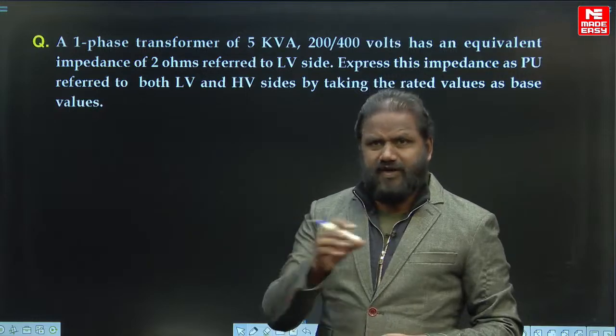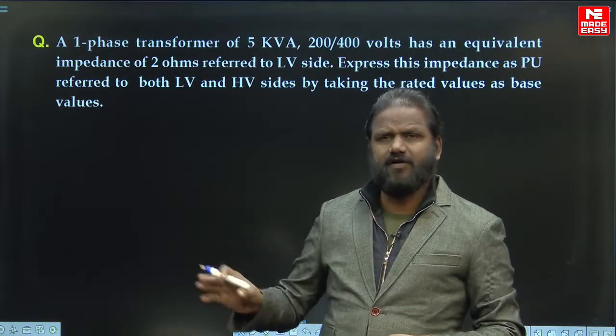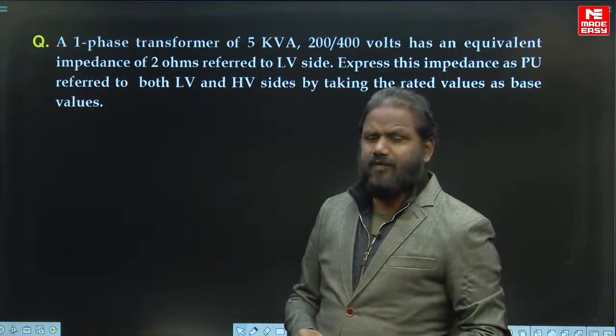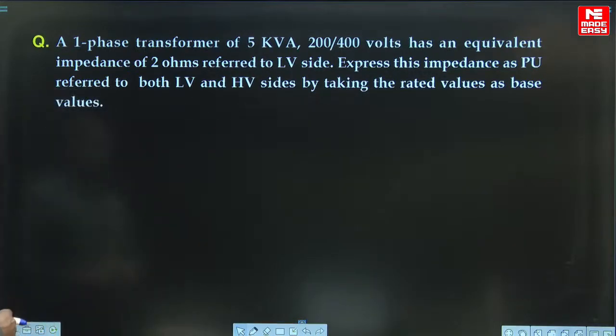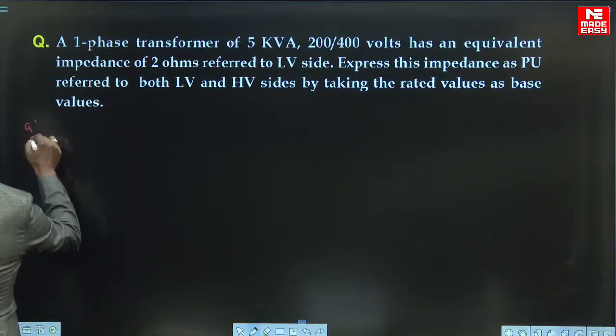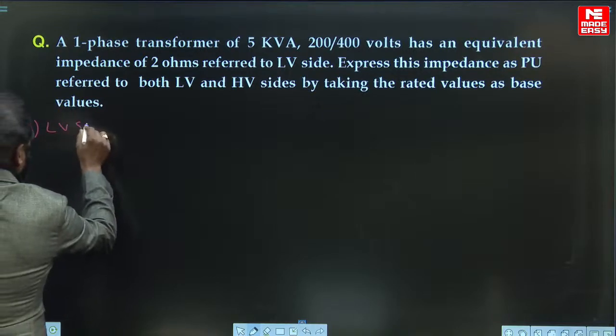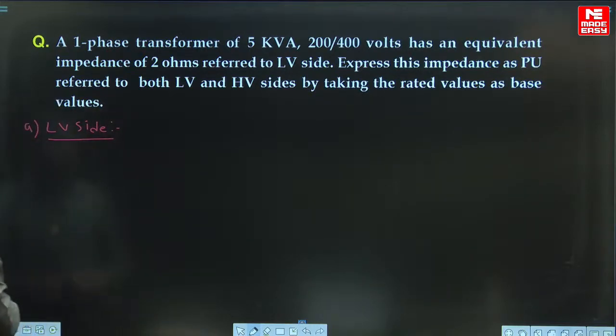Likewise, to bring a common platform for analysis of all the components, you have to convert into per unit. That is the objective of the per unit system. So how do we solve this question? Both LV and HV sides are required. First of all, let me go for the LV side, taking the rated values as the base values.